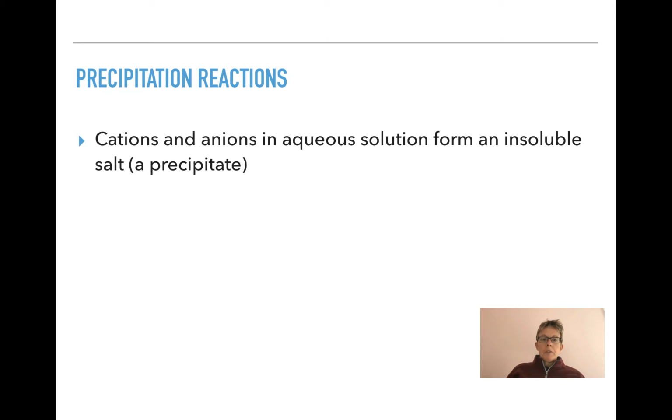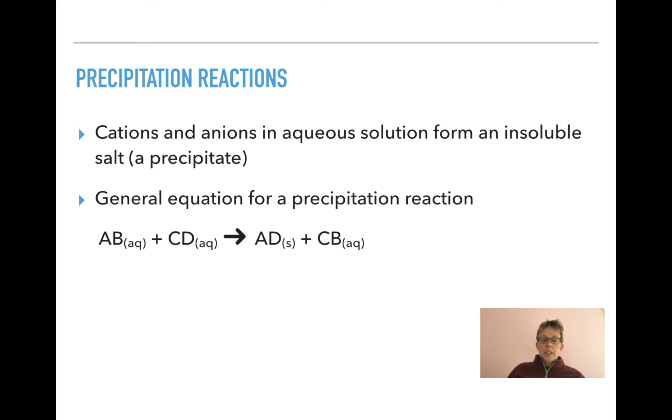To review, precipitation reactions occur when you have cations and anions in aqueous solution that will form an insoluble salt, or a precipitate. The general equation for a precipitation reaction closely resembles that of any double replacement reaction. In this case, we have two aqueous solutions, AB and CD, reacting to form two compounds, AD and CB, one of which is a solid and one of which is aqueous. In this case, I chose to make AD the solid.